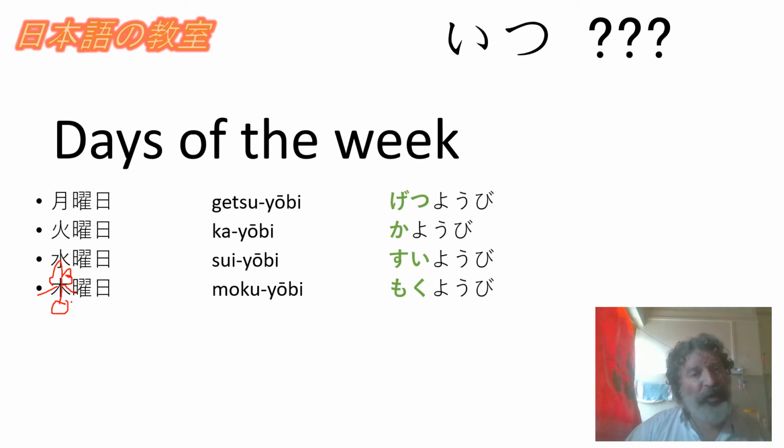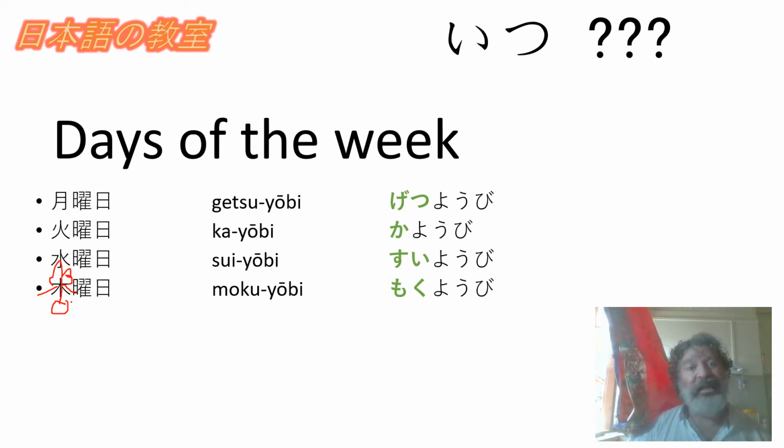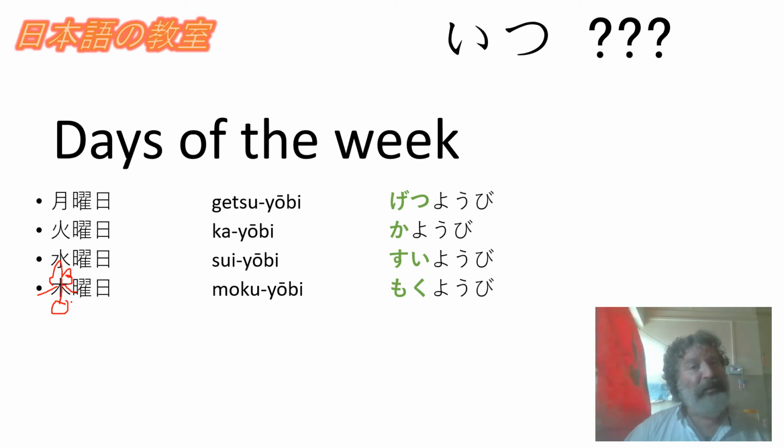The word for tree is ki. Very simple ki. It's very much like the word for reiki or ki o tsukete. Ki in that case means to take care. It's a totally different kanji, a totally different word. But the word for tree is ki. In the days of the week, it's pronounced mokuyobi. Getsuyobi, kayobi, suyobi, mokuyobi.